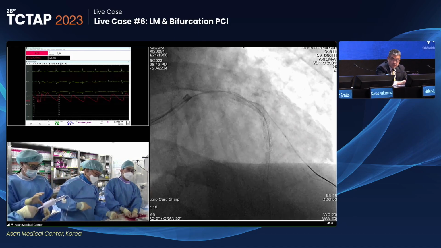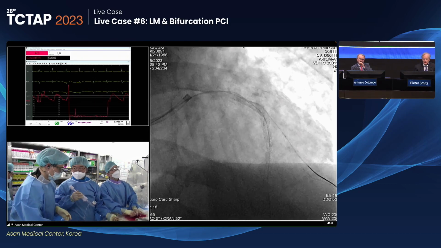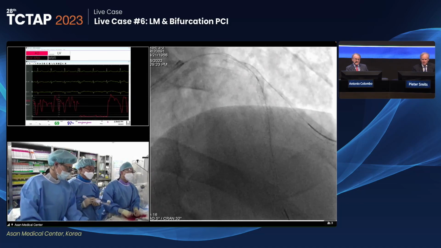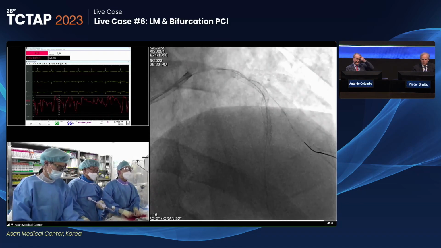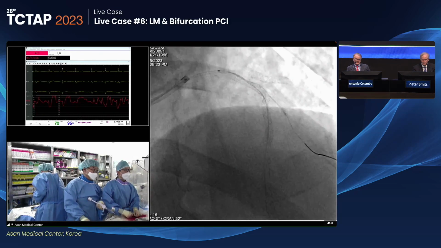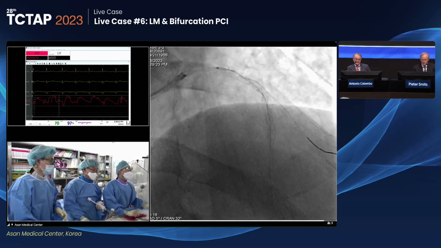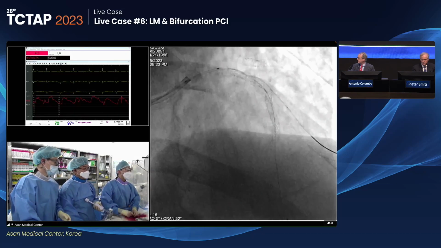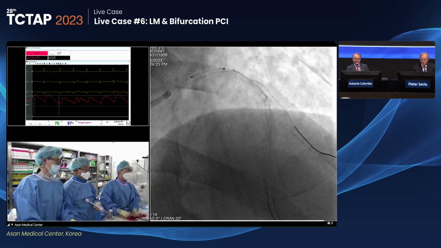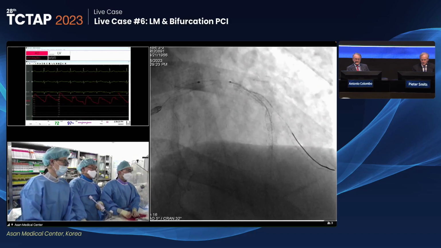Okay. I think that depends a little bit per case. What are you doing now? Tell us. Oh, yes. I am introducing the 3.0 balloon to the LAD, and 3.0 for this type of optimization first. But there was some angle, so there is some difficulty with the 3.0. This is because of the angle change between the stent and the proximal LAD.